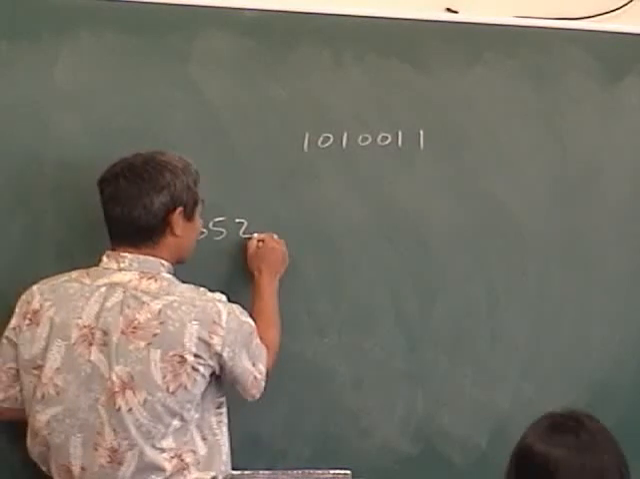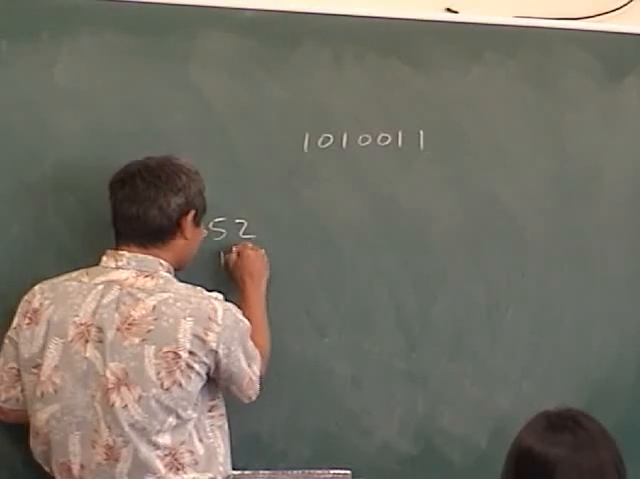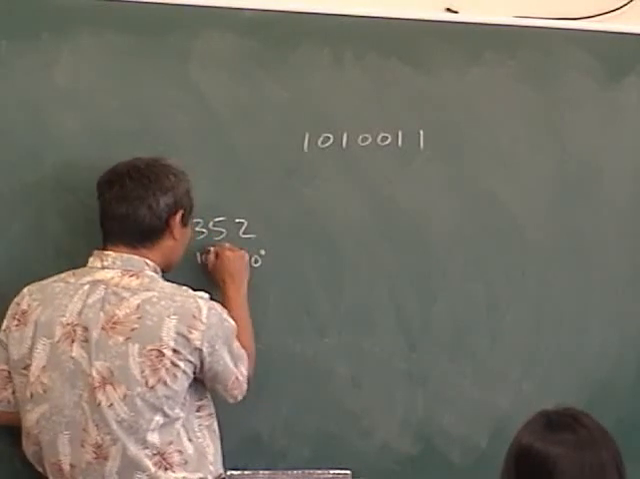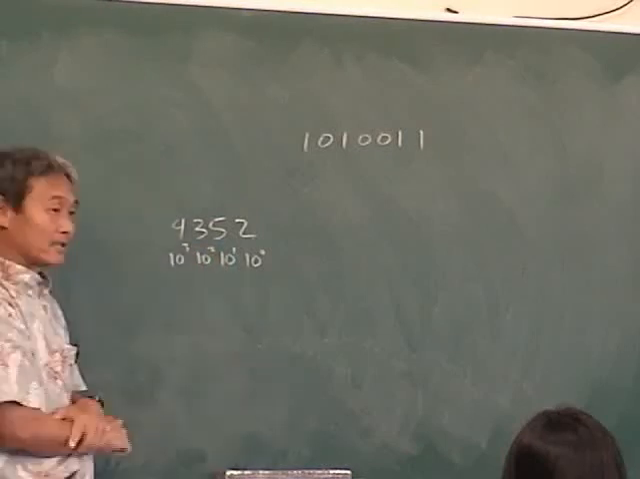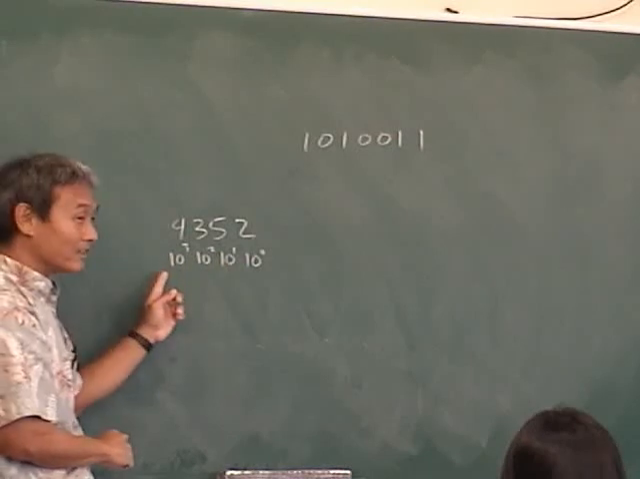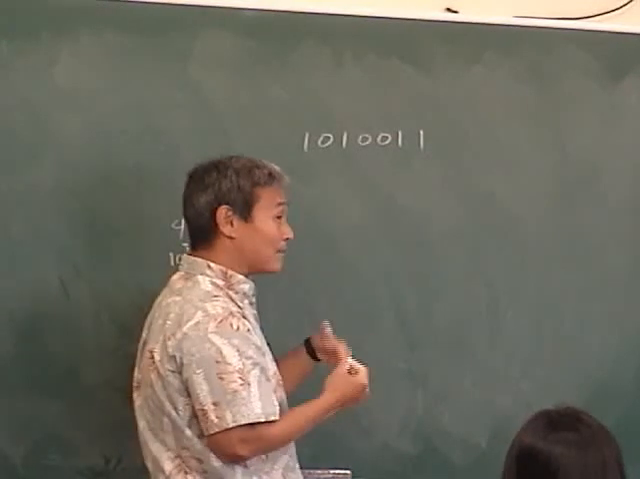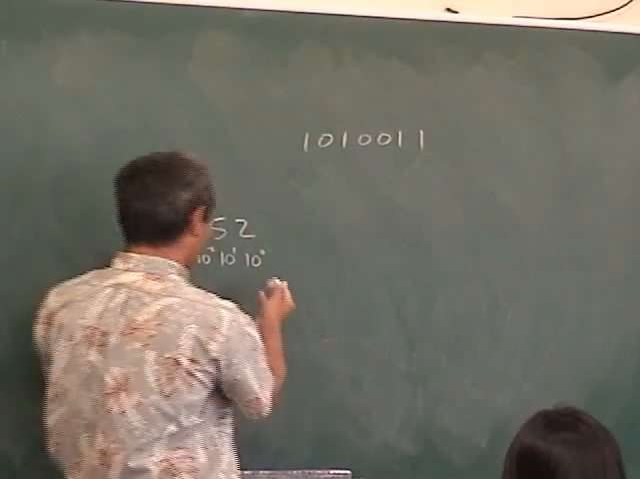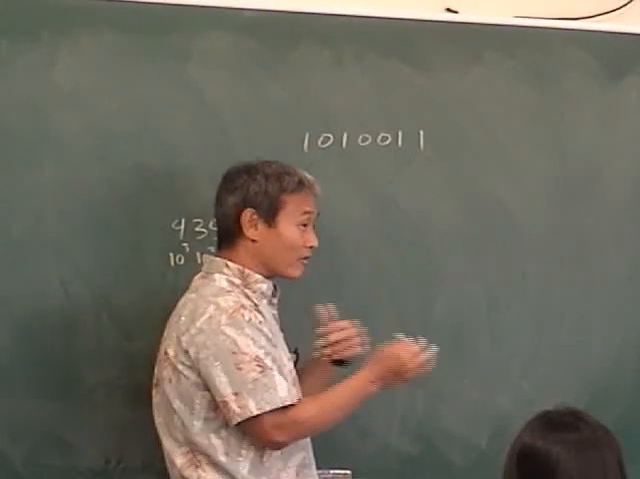So this is the ones place. This is the tens place. This is the hundreds place. This is the thousands place. Now do you see why we call it base 10? They're all powers of 10. This binary number system is simply base 2. There's only 2 digits. In the base 10 system, there are 10 digits: 0, 1, 2, 3, 4, 5, 6, 7, 8, 9. In the binary number system, there's only 2 digits, 0 and 1.